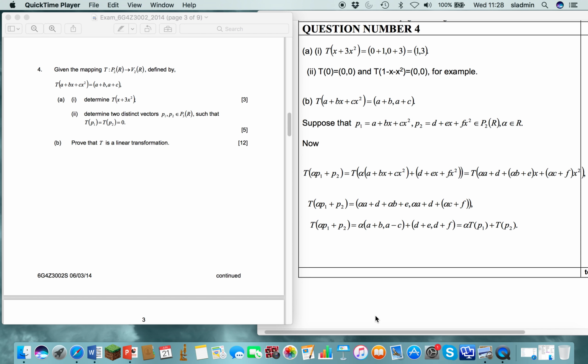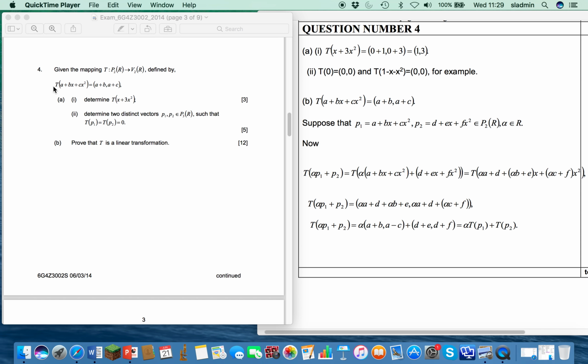Now we come to the final question for the linear algebra part of 6G4Z3002 from 2014. It's question number 4. It's all to do with linear transformations. And in this case, we're mapping from polynomials of degree 2 into two-dimensional vectors. And here is our mapping.